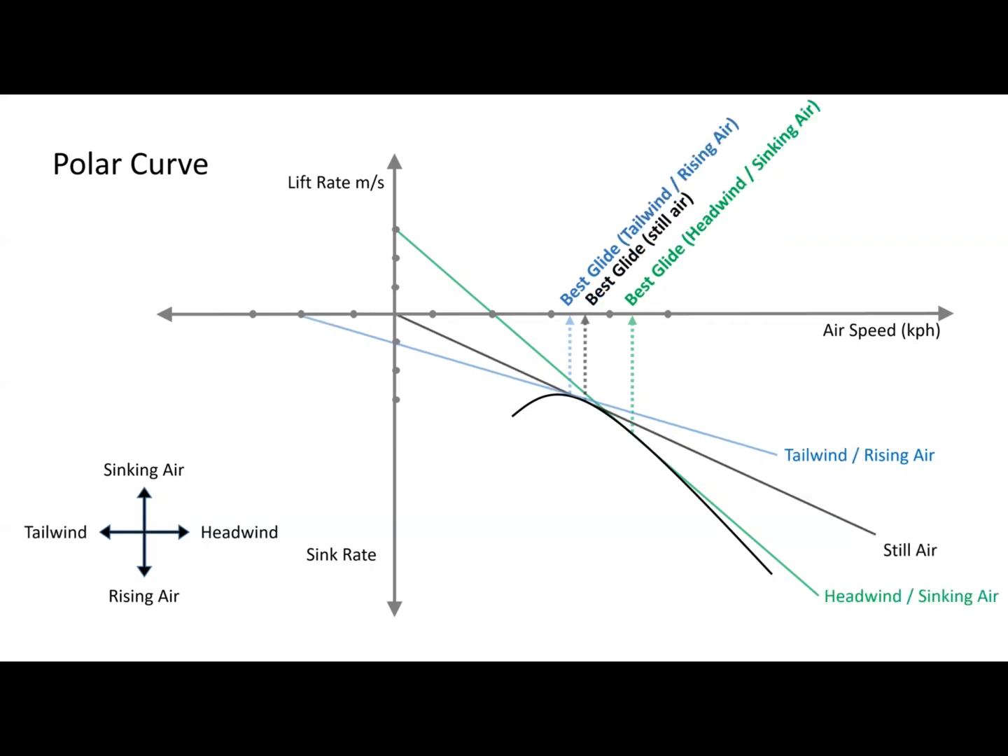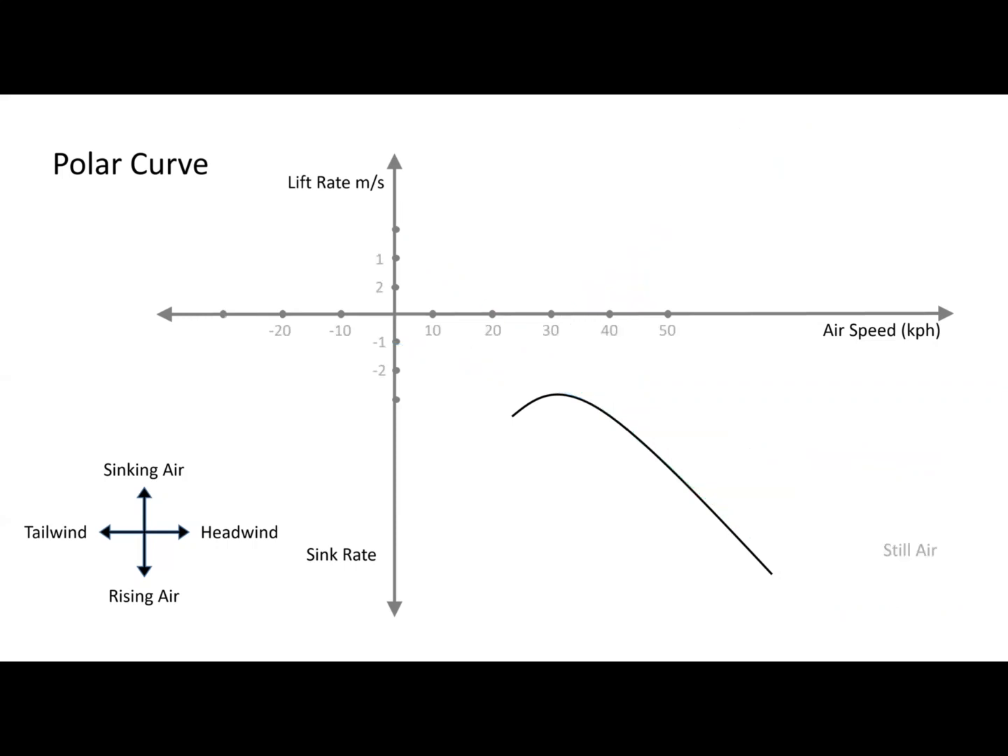So this is just putting all of these three graphs together. Your best glide in headwind or sinking air is faster than your normal speed. And your best glide in the tailwind or rising air is a little bit slower, but if you don't go slower, it's not going to make a significant difference. But this will. You don't ever get a question where you're in sinking air and you've got a headwind. Actually, do that more. I'll show you how to create a box.